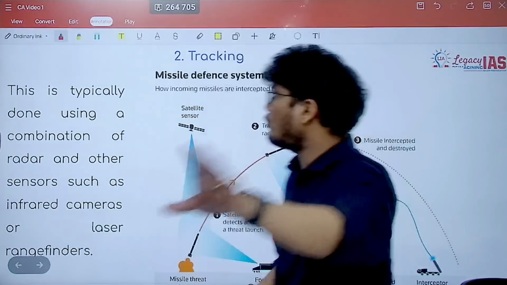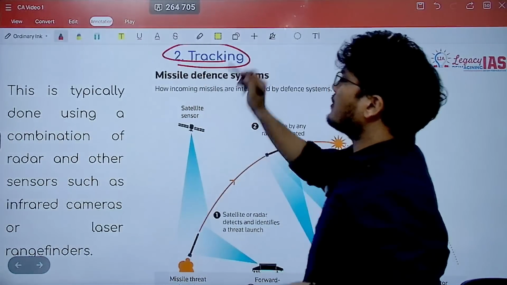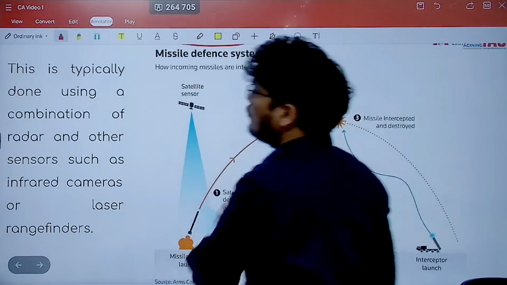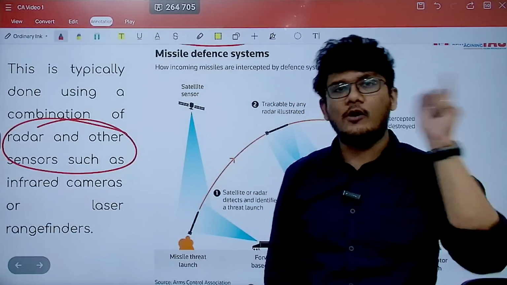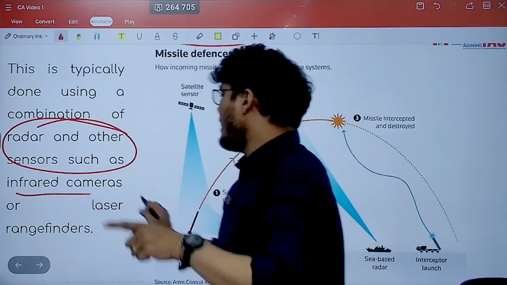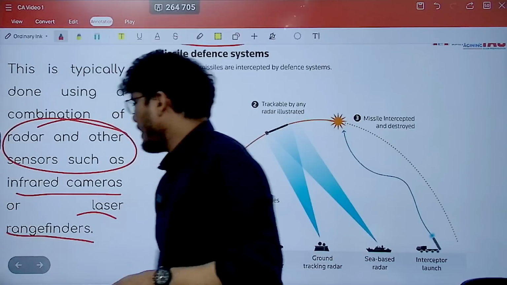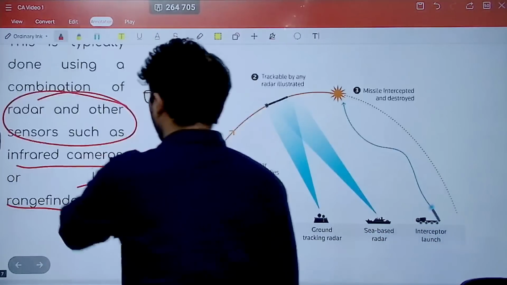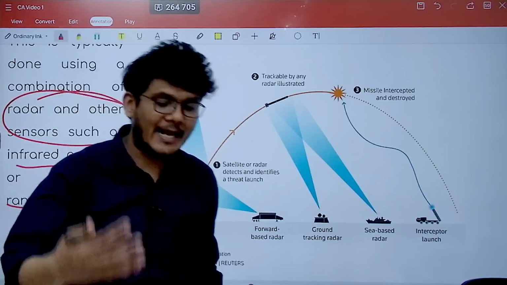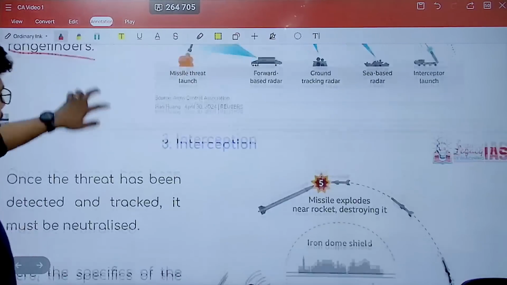So the second thing is, we have to keep on continuously tracking. Now this is done using a combination of radar and other sensors. So here also radar is used. In addition to it, infrared cameras and laser range finders etc. are also used over here to keep tracking the particular threat that is there.